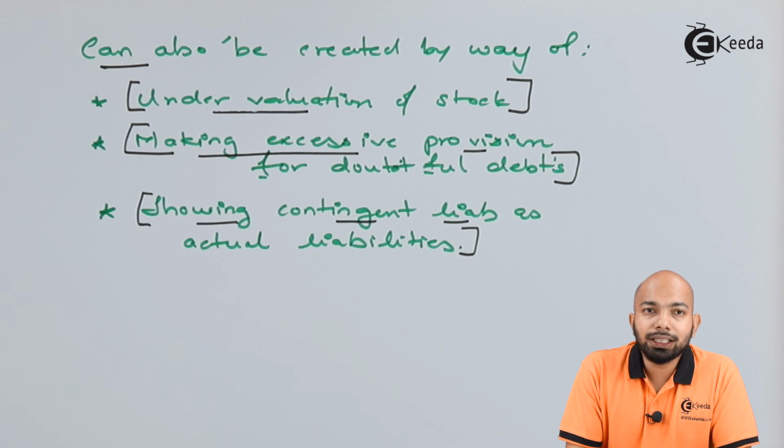If it is an actual liability, there is no problem in it. However, if the contingent liability has been shown as an actual liability, you need to further go ahead and evaluate what kind of reserve it is. Is it a secret reserve? Is it a capital, revenue, or any other kind of reserve that we have studied?